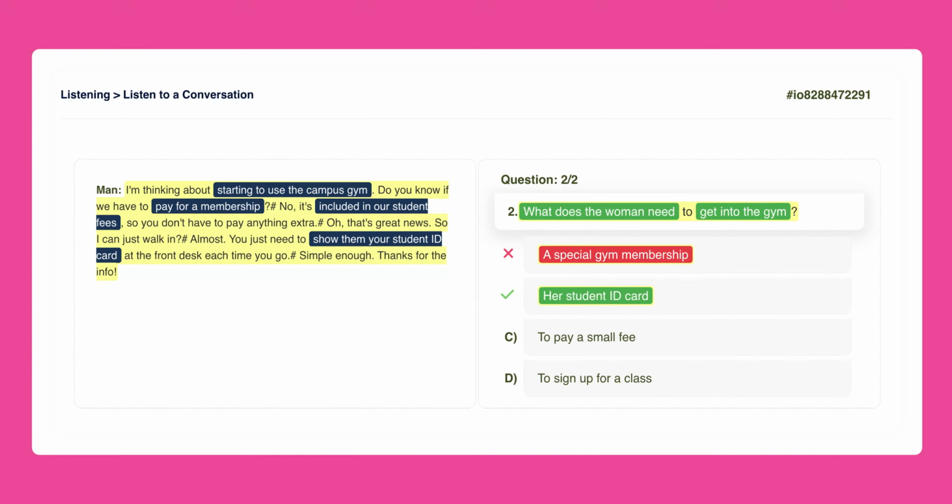Now, let's take a closer look at option C, to pay a small fee. Option C suggests she needs to pay a small fee. However, the man clearly states, you don't have to pay anything extra. This directly contradicts the text, so it is incorrect. Now, let's take a closer look at option D, to sign up for a class. Option D says to sign up for a class. While this might be something students do at a gym, it is not mentioned in this conversation as a requirement for entry. Therefore, this option is incorrect.